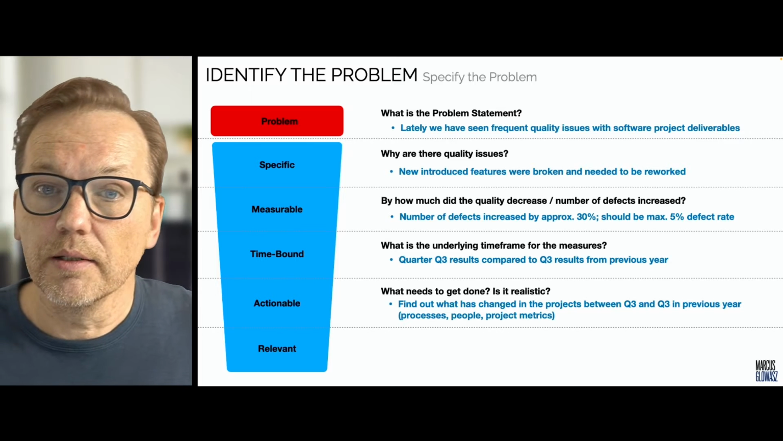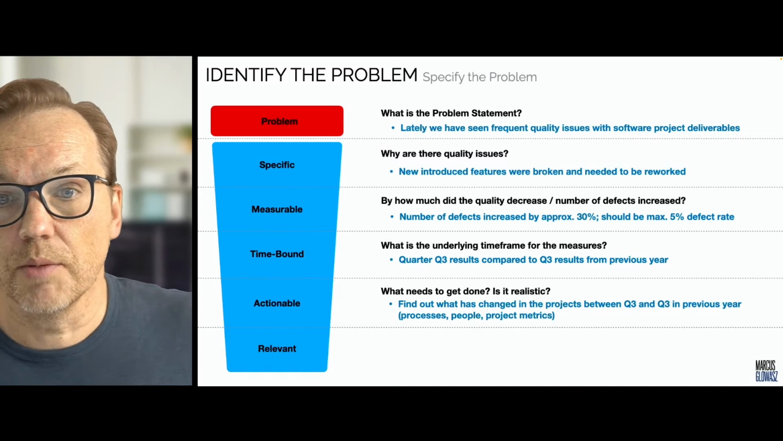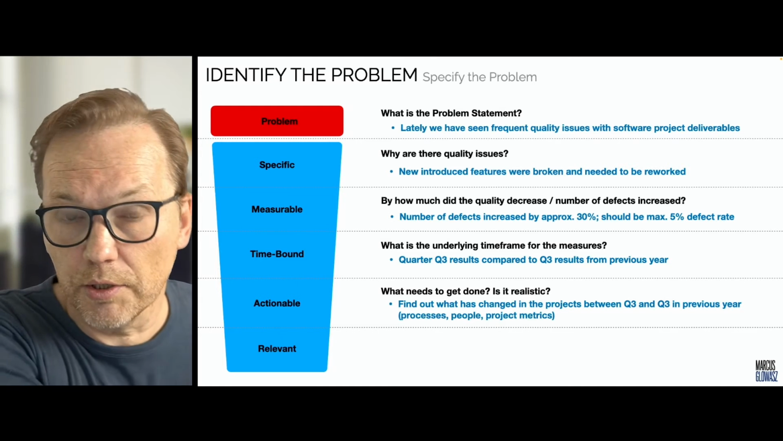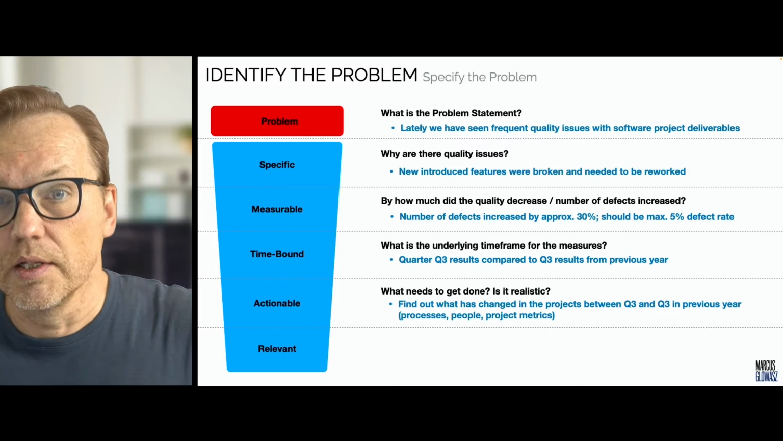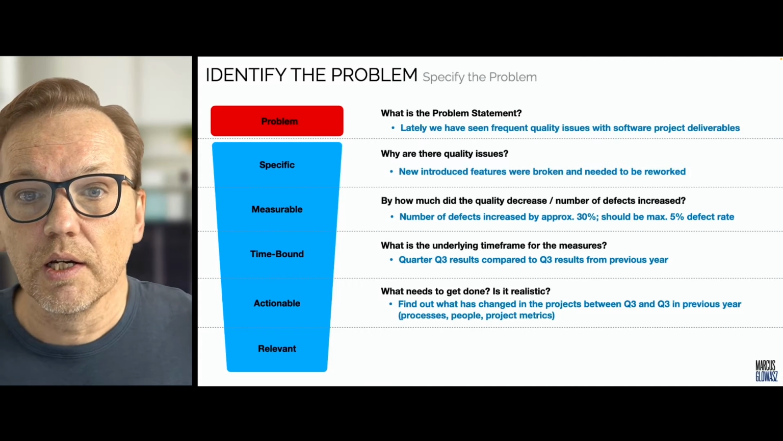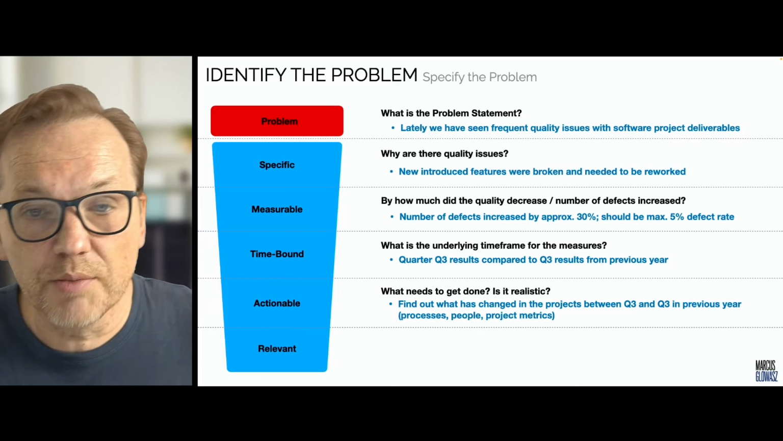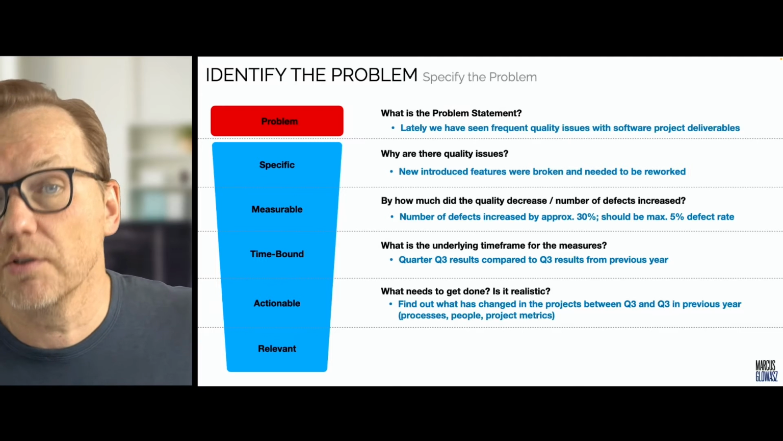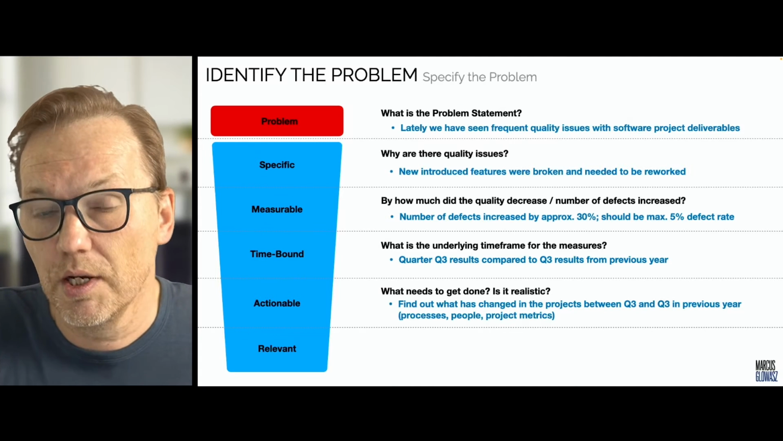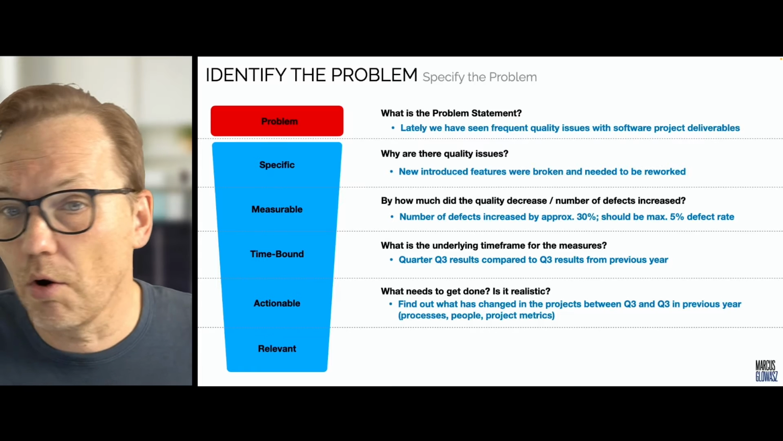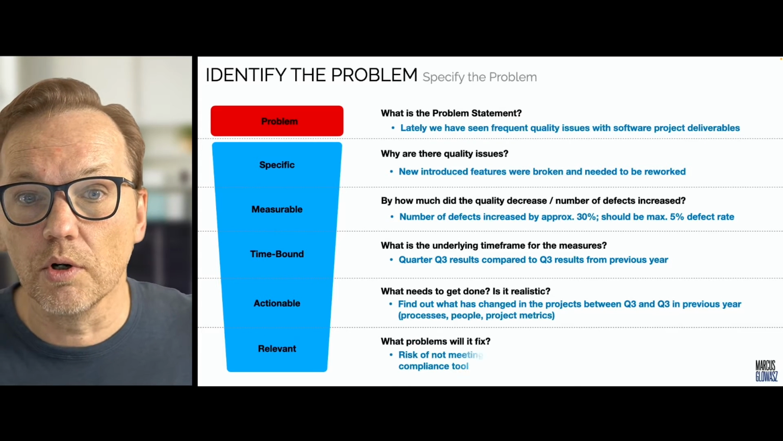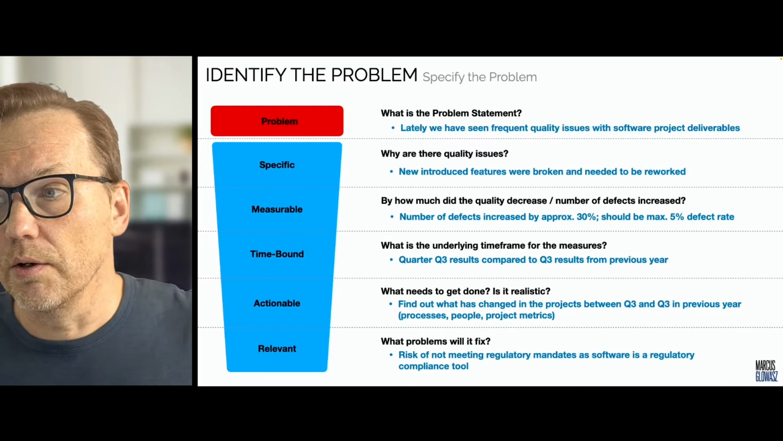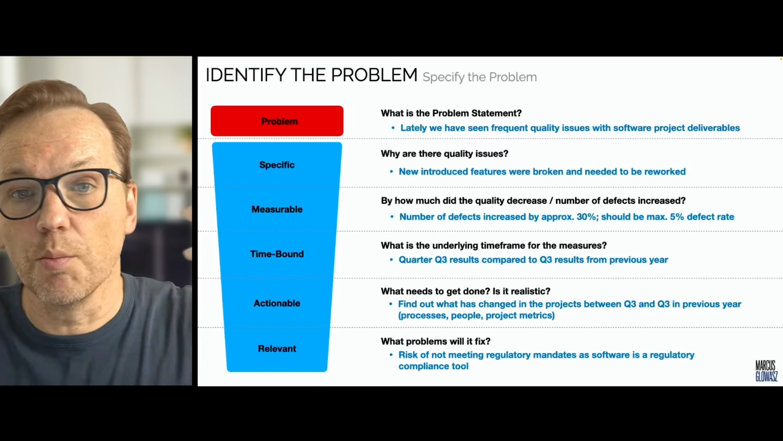And actionable, all this information gives us already some more input here, but what we ultimately have to find out is really what has changed, right? From quarter Q3 previous year and then this current year in terms of these particular projects, right? And processes, people, project metrics, a lot of things could have happened, right? But something must have changed. And that's what we want to find out. But in this context, we also need to understand more background, or in terms of relevancy, right? What are we actually looking at, right? Give us a little bit more, right?